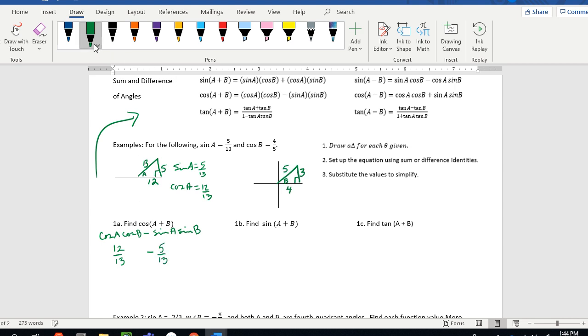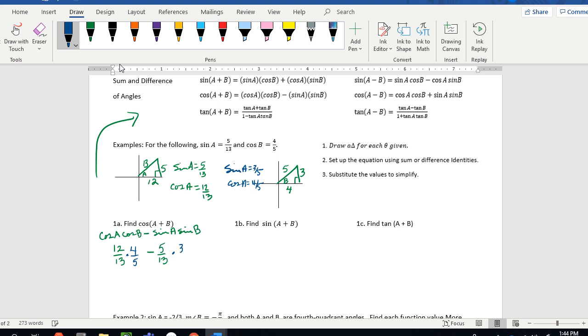But now it's asking me for B. Shoot. That means I have to go over here and say, well, sine of B is 3 over 5. Cosine of B is 4 over 5. All right, so now I've got cosine is 4 over 5.